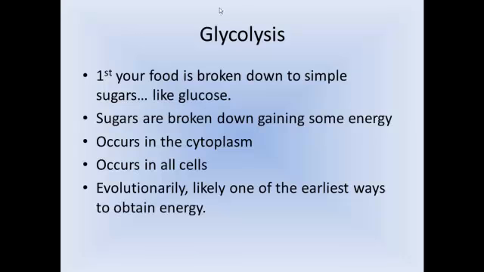So to quickly break it down, remember your food is broken down into simple sugars like glucose. Your cells use glycolysis. Remember, glyco sort of means sweet and lysis means to break. So you're breaking down that sugar and garnering energy from it. Glycolysis occurs in the cytoplasm. It occurs in all cells, which is part of the reason it is likely one of the earliest evolutionary methods to gain energy from sugar or other food molecules.